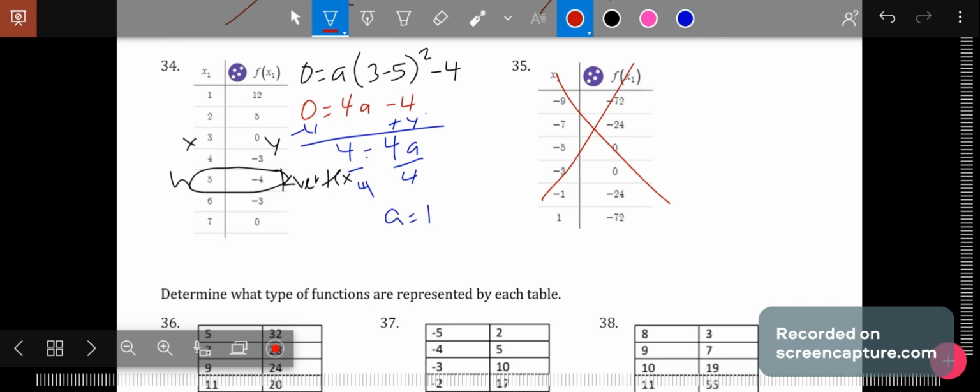As we get ready to plug it in, we want to leave x and y in the equation. So you can write the 1, but you don't have to. y equals (x minus 5) squared minus 4.